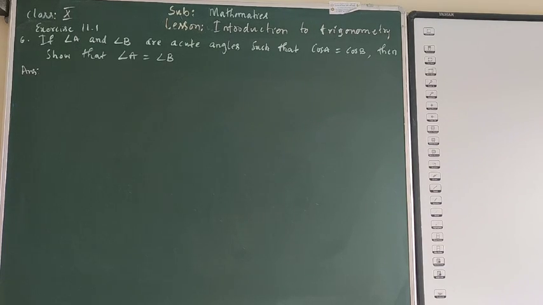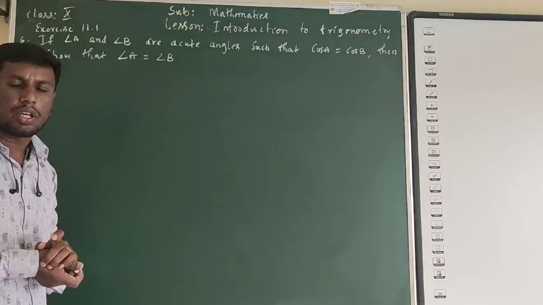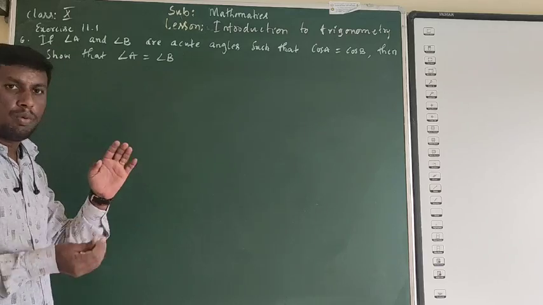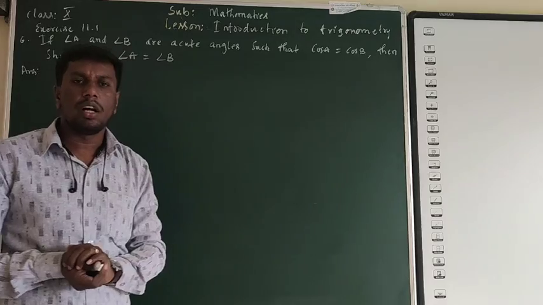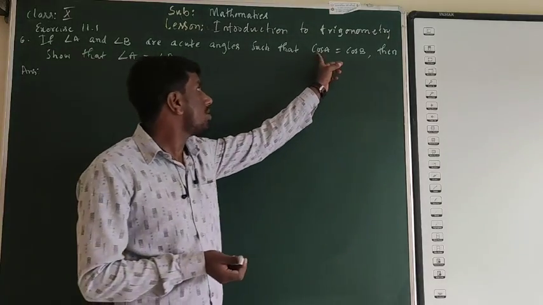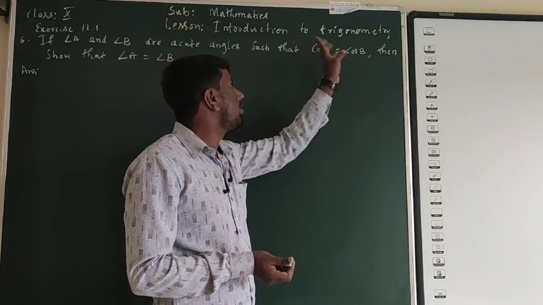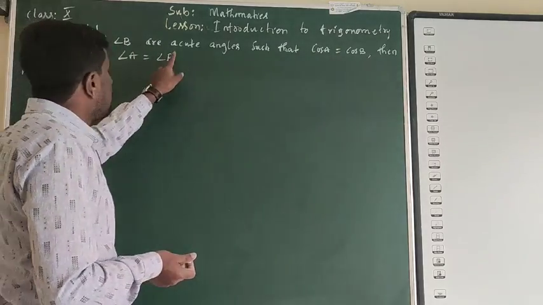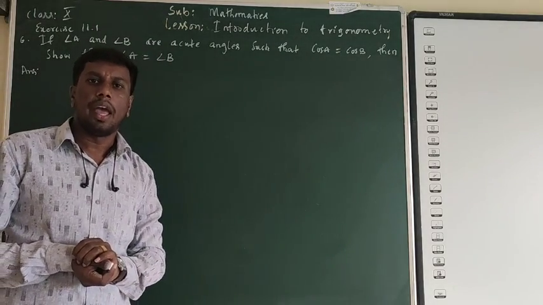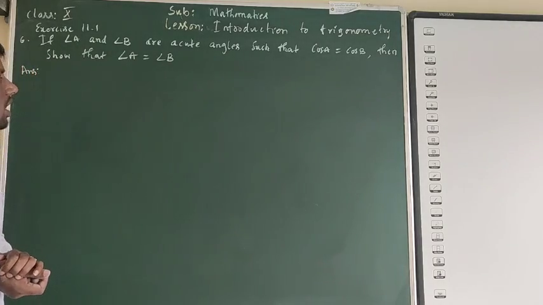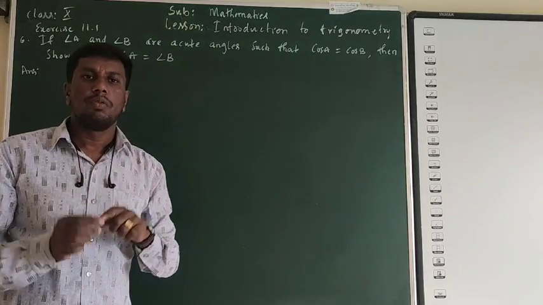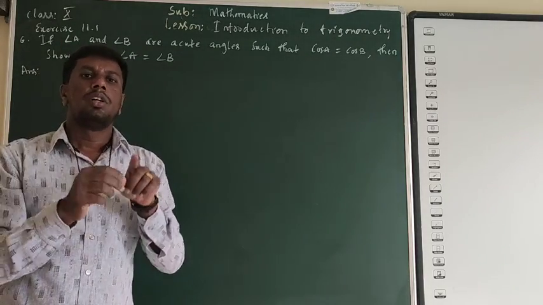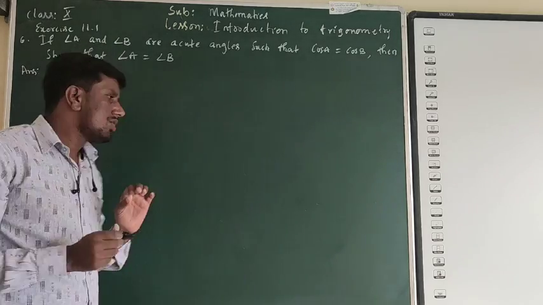Okay, so the sixth question is, if angle A and angle B are acute angles, since it is less than 90 degree, more than 0 degree, such that cos A is equal to cos B, cos of angle A and cos of angle B both are equal, then we need to prove that angle A is equal to angle B. So here we have a cosine function and A and B are the acute angles. We need to consider a right angle triangle.